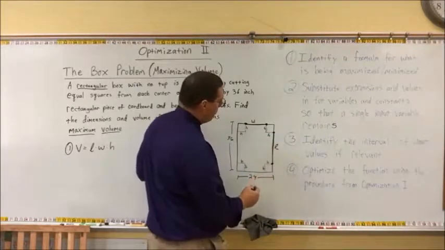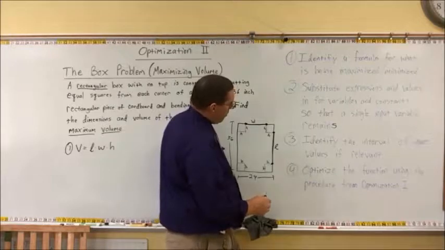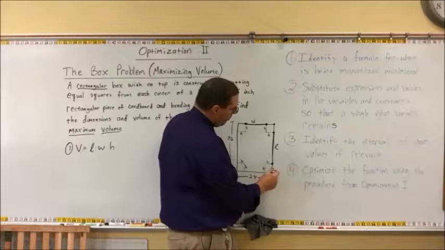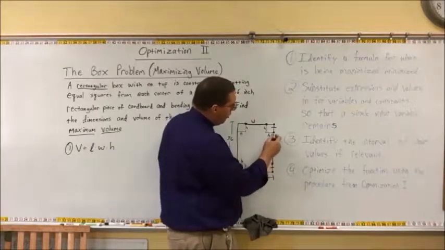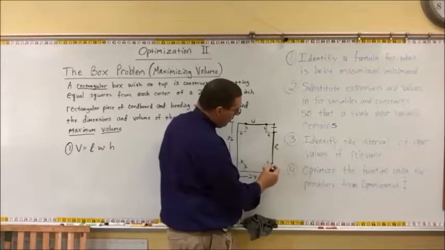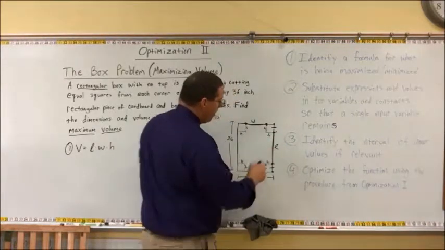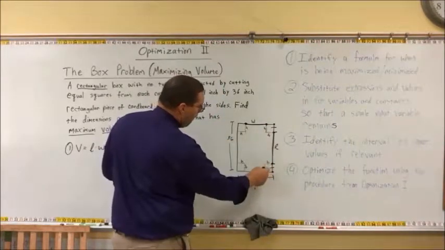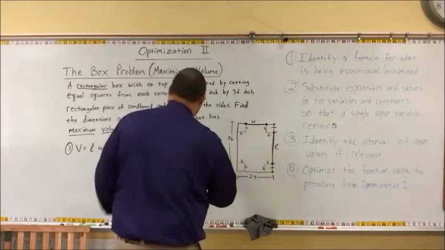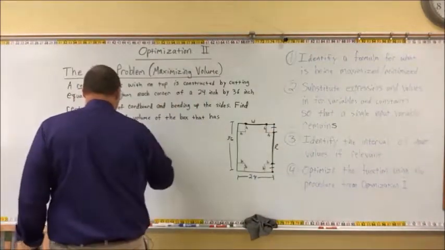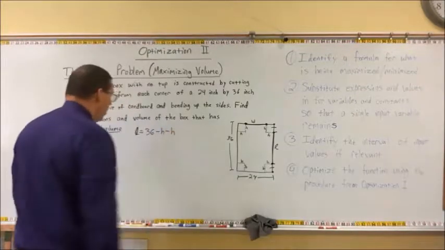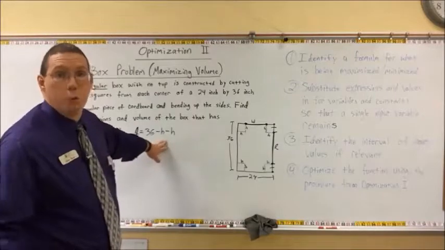And here's what I want to show you: the overall distance from here to here is 36. But if we cut out one H and then a second H, what will remain from here to here is the length of the box. So what I'm showing you is that length is equal to 36, the full distance, minus H minus H. So length is equal to 36 minus 2H.